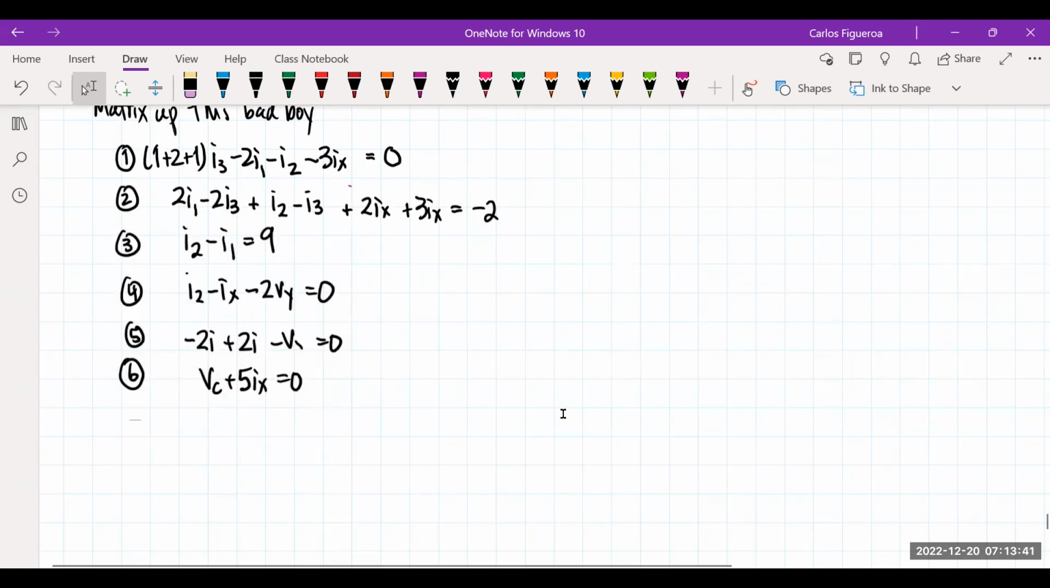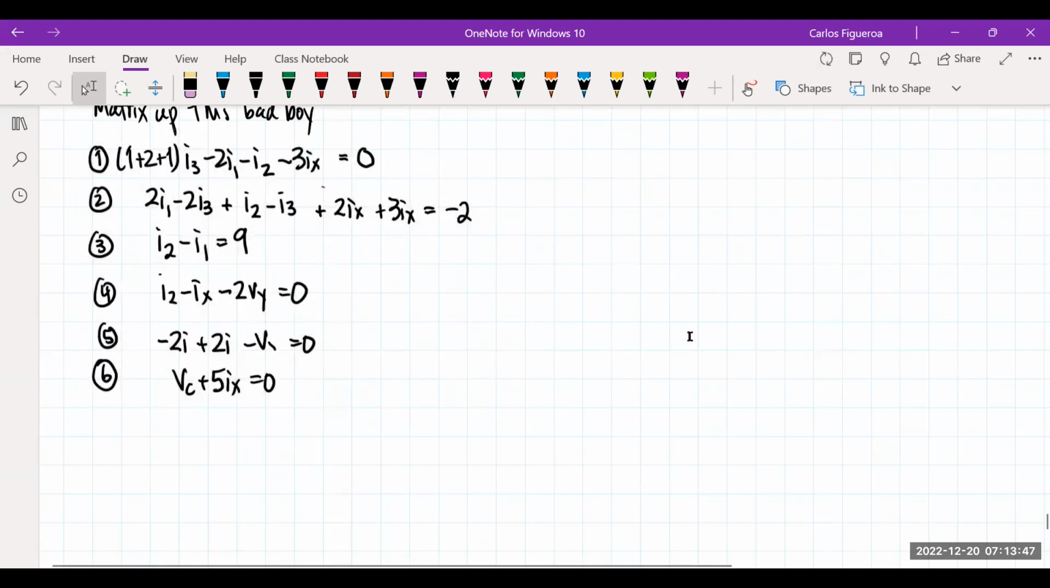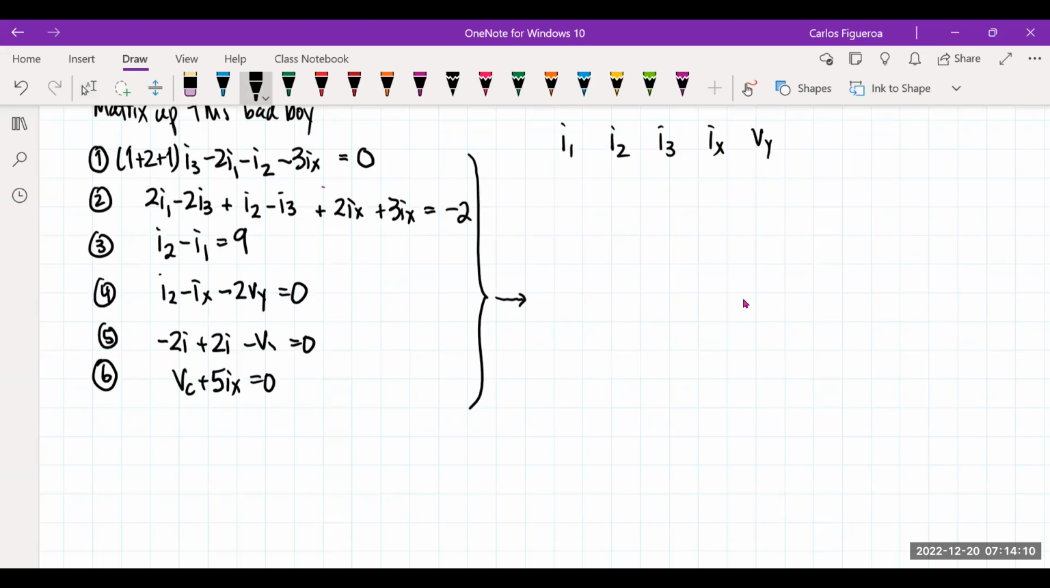So let's do that. Then I'm going to use a color scheme to organize my thinking. So here I go. Right? So I'm going to put in my I1. Maybe move it over a little bit. I1, I2, I3, IX, VY, VC, and then I'm going to have my constants over here. So let's focus on I1. An I1 is right here.